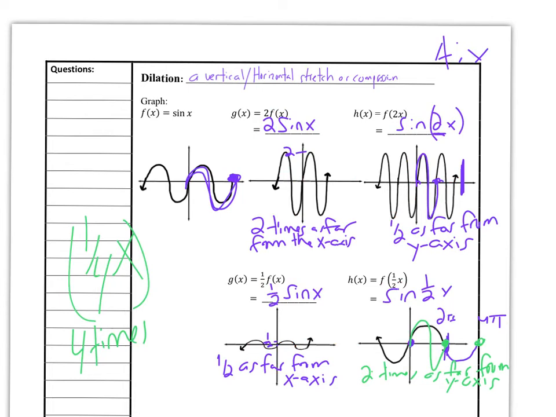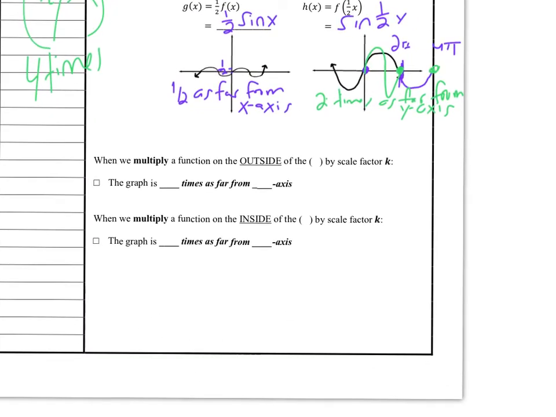Let's go ahead and fill in this little summary here. When we multiply a function on the outside of the parentheses by a scale factor of k, the graph is, in this case, k times as far from the x-axis.